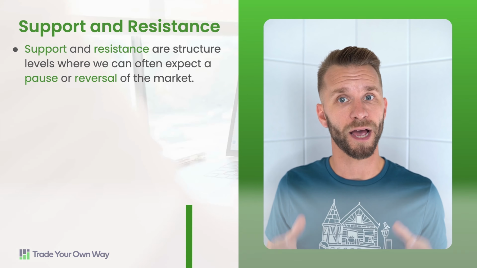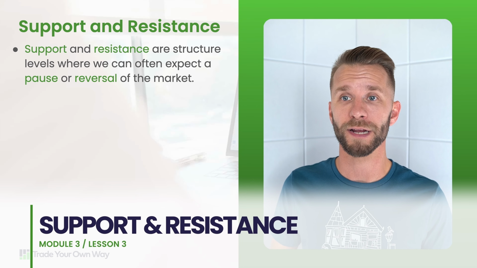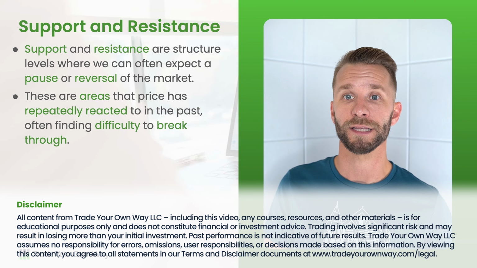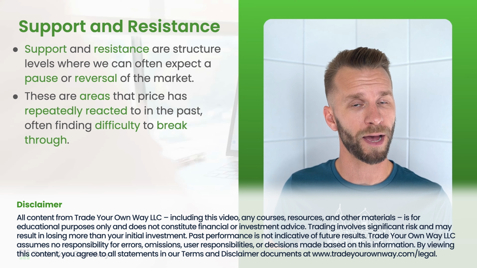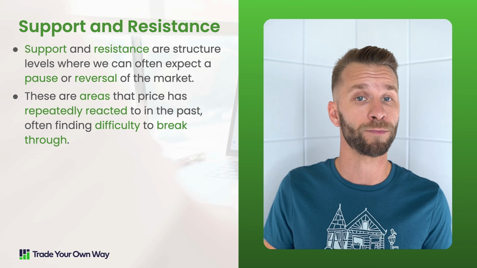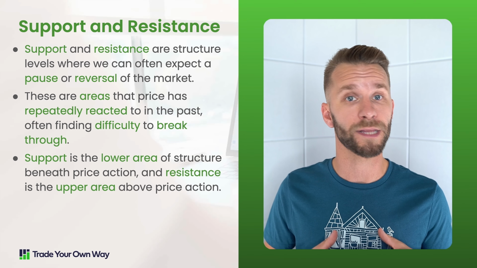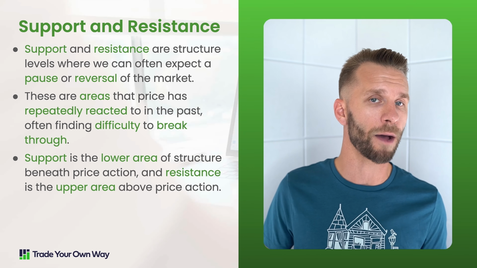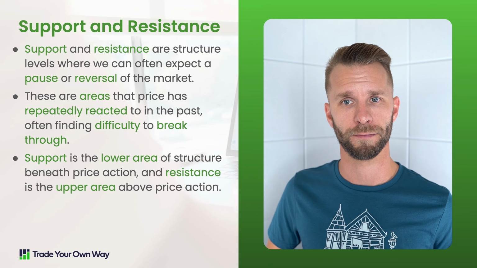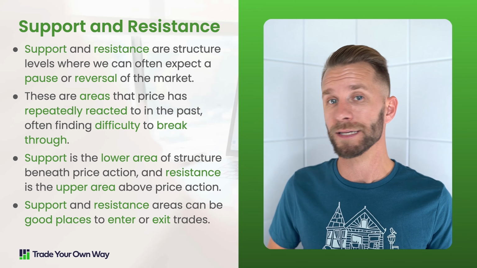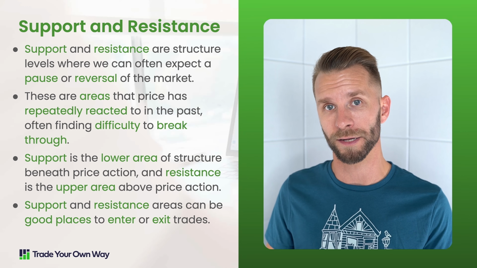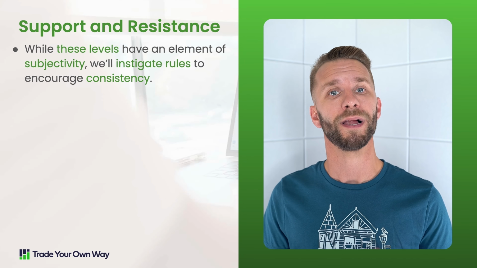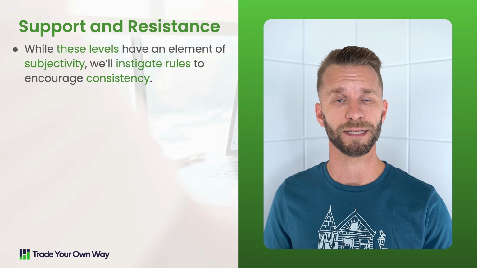Support and resistance are structure levels where we can often expect a pause or reversal of the market. These are areas that price has repeatedly reacted to in the past, often finding difficulty to break through. Support is the lower area of structure beneath price action, and resistance is the upper area above price action. Support and resistance areas can be good places to enter or exit trades. While these levels have an element of subjectivity, we'll instigate rules to encourage consistency.